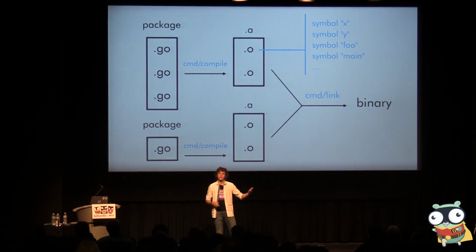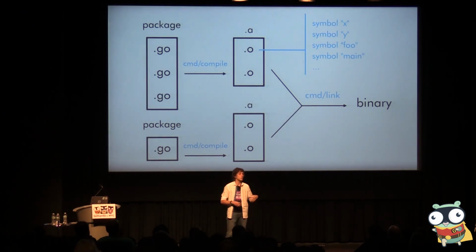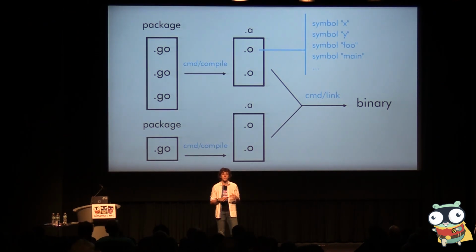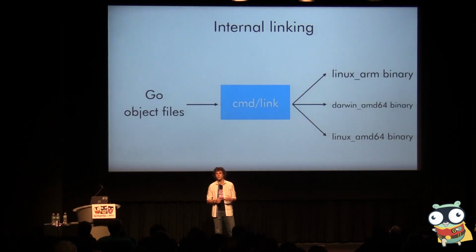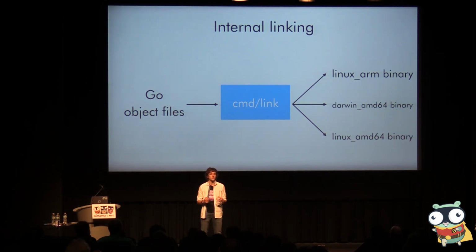And finally, there's a linker. The linker instead is tasked with making the final binary, and making it by putting together all these object files inside these archive files. The Go compiler has its own linker. It's called command link. And it's what we usually refer to when you hear the expression internal linking. Who heard of internal or external linking here?